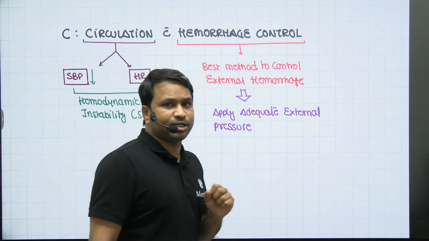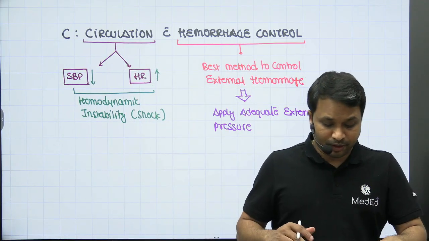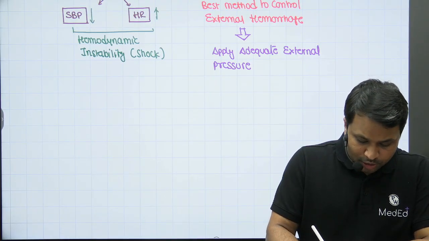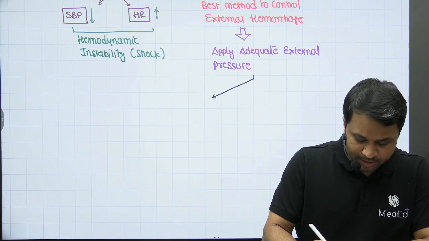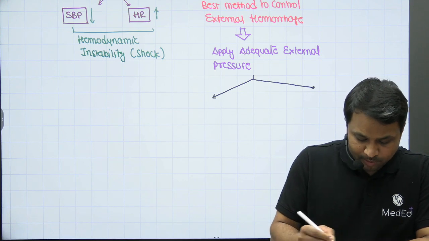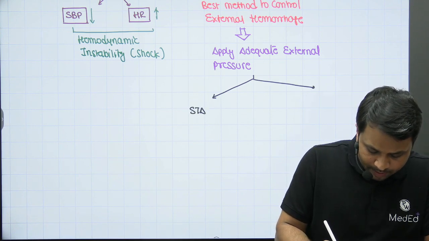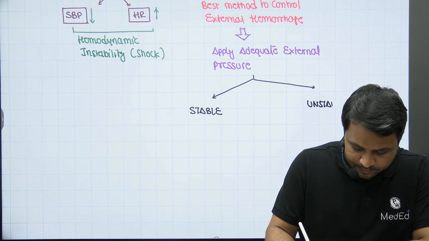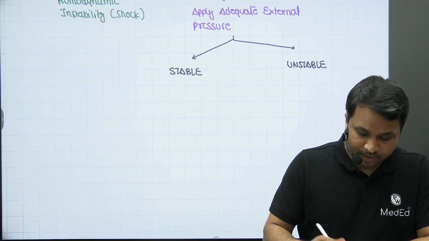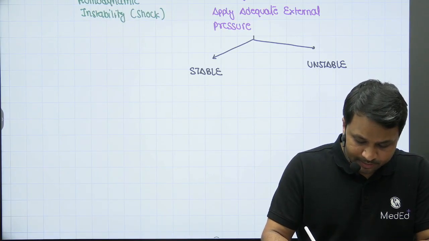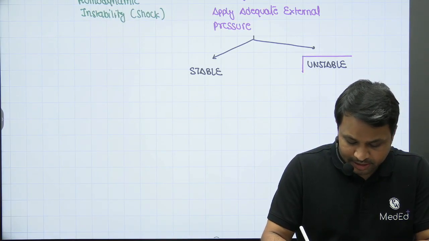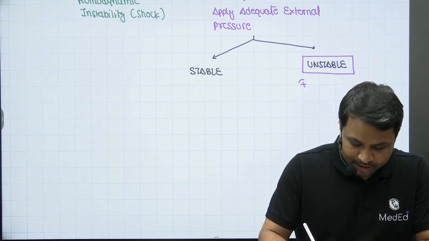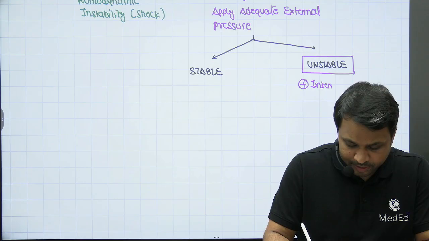So let's say a patient has landed up in the casualty where the patient is hemodynamically unstable, and then you see there's an external hemorrhage. Now you have compressed, or applied pressure on, the external hemorrhage. Once you apply the pressure on the external hemorrhage, the patient can become hemodynamically stable or the patient may remain unstable. Now, if a patient is unstable, that indicates there is a probability of internal hemorrhage, right?